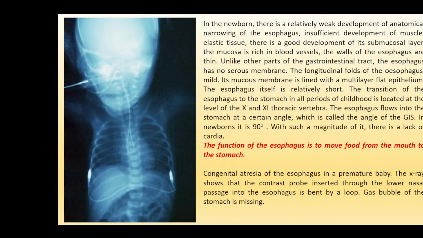On these pictures, you can see congenital atresia of esophagus in a premature baby. In the X-ray shot, the contrast probe inserted through the nasal passage into esophagus is bent by a loop. What you can see here is atresia. Gas bubble of stomach is missing. This situation needs an emergency surgical procedure to correct this abnormality.